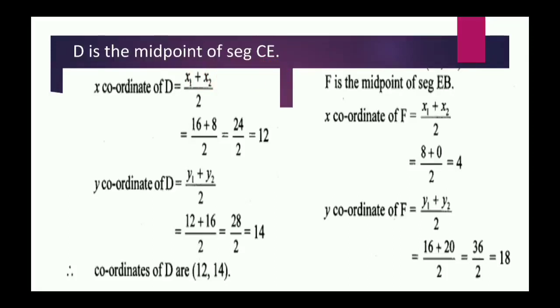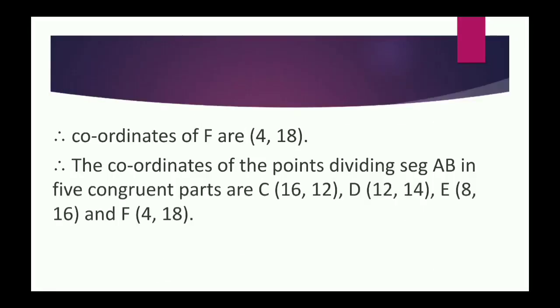In the same way, children, you can find the coordinates of D. So we can conclude now. Therefore, the coordinate points dividing the segment AB into 5 congruent parts are C is (16, 12), D is (12, 14), E is (8, 16) and F is (4, 18).